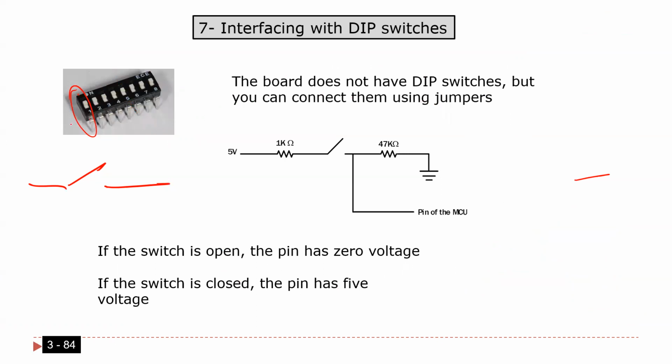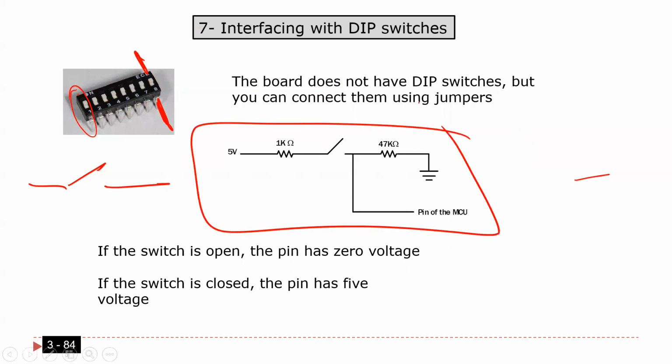This package has 8 switches. For sure, we're not going to use 8. We're going to use only 1. So you are going to use this pin and this pin. This pin is here, for example, and this pin is here. All you have to do is connect one resistor this way, one resistor. As you see from circuits and electronics, if the switch is open, this is one position.